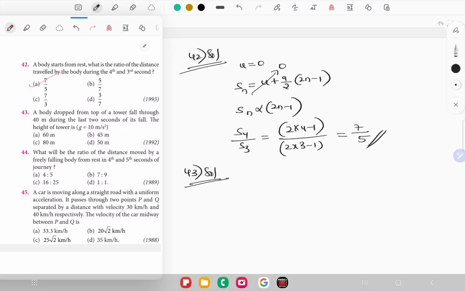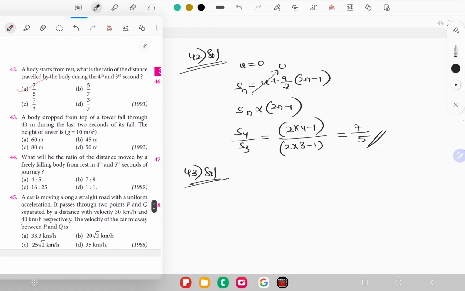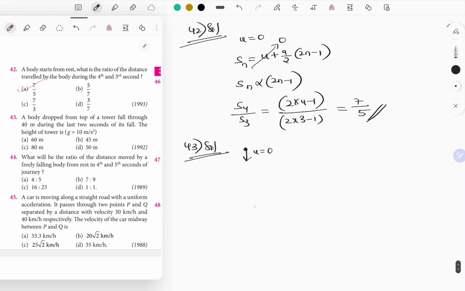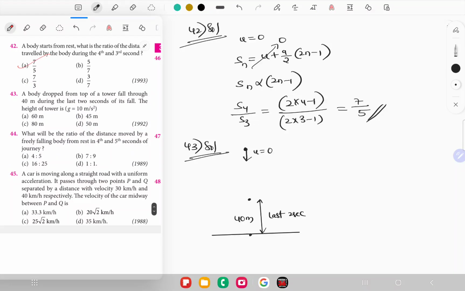43. A body dropped from top of the tower falls through 40 meter during the last 2 seconds. Okay, a body is dropped. U is equal to 0. It falls through 40 meter during the last 2 seconds. We'll say this is the last 2 seconds duration. So what is the distance it is covering? 40 meter. Okay. The height of the tower they are asking.